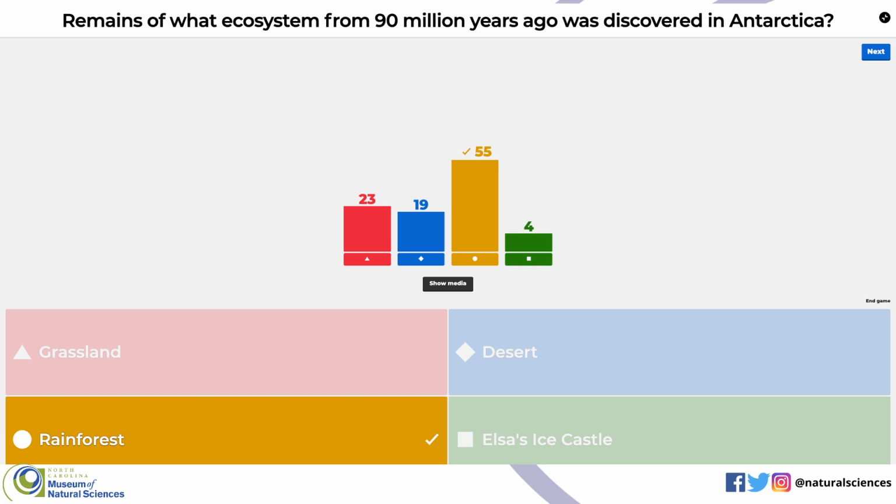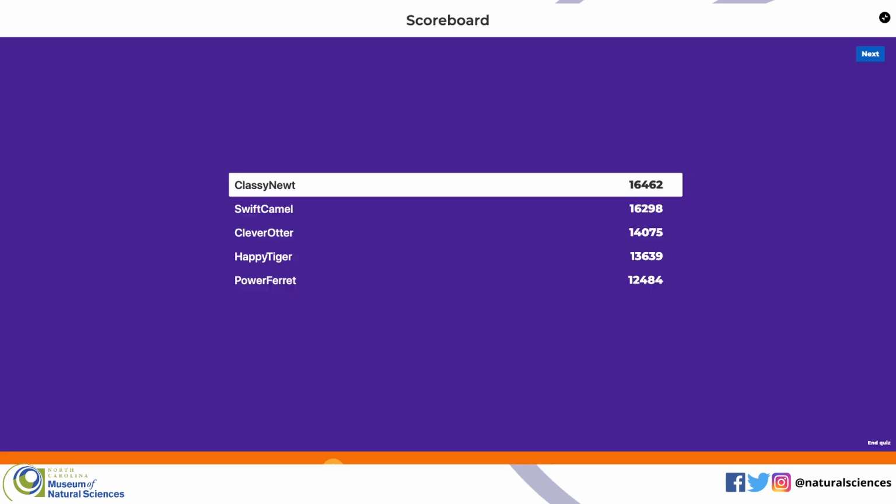All right, let's take a look at our leaderboard. Let's see what happened. Classy Newt, Swift Camel, Clever Otter, Happy Tiger, and Power Ferret have stayed up there in the top. But four players have reached answer streak 7. Fantastic job, everybody. That means that we're on question 15. Here it is. Hope you're ready to play. If you're not ready to play, well, too late.